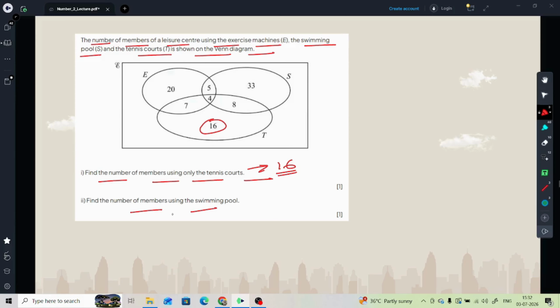So here it is not mentioning only the swimming pool, so you have to just add up all the things over here. So it will be 33 plus 5 plus 4 plus 8. So that will be how much? 33 plus 5, that's 38. 38 plus 4, that's 42. 42 plus 8, 50. So that's our answer. Done. Everything is very simple. Just you need to understand the concepts well. You need to proceed with them well. Okay?